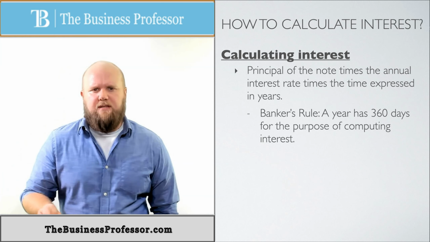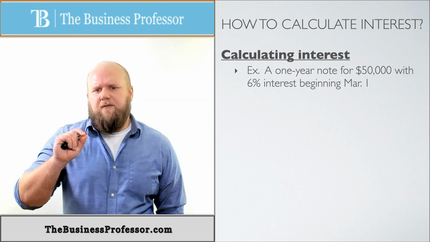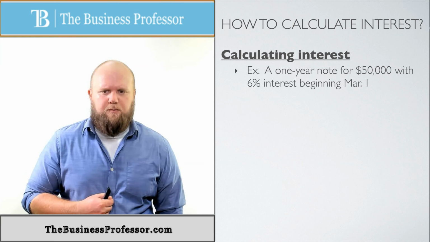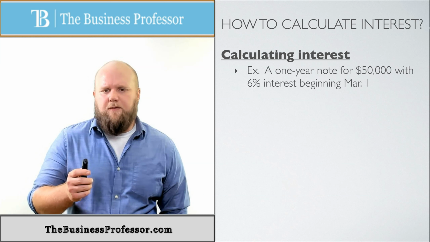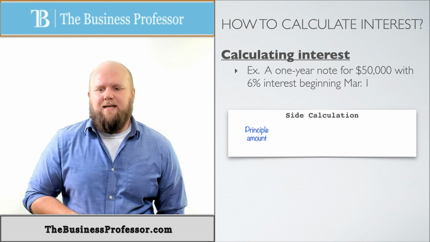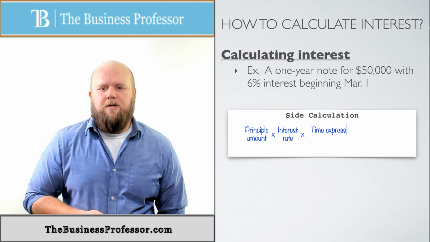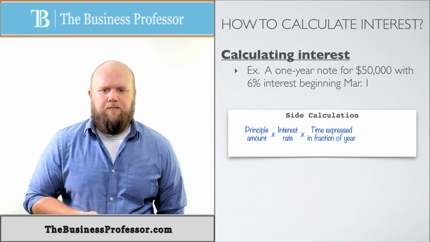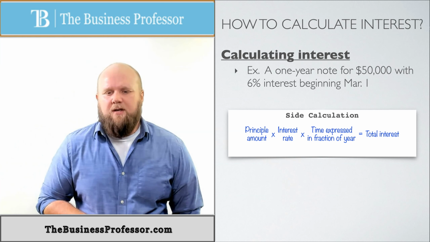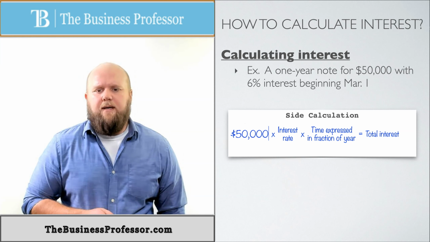So let's look at 3 examples of what you could see and how we calculate this. The first one is a 1-year note for $50,000 with a 6% interest beginning March 1st. First we're going to start with the principal. Again, principal amount times the interest rate times the time expressed as a fraction of a year. That's going to give me my total interest. So let's put these numbers in there. What's my principal amount? We're at $50,000. What is my interest rate?